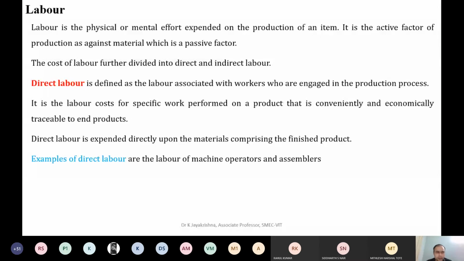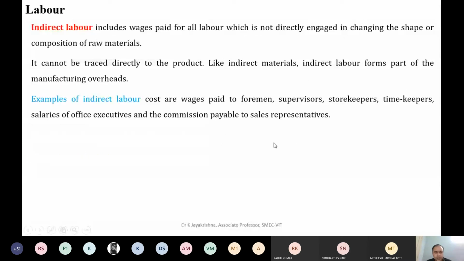So I hope you understand. In this example, the operator who is operating the machine, or the one who is assembling the products, we can consider him as direct labor. The supervisors, the storekeepers, the timekeepers, the office, the finance office people, the marketing people, they all come under indirect labor, because they are not directly involved in manufacturing the product, but still their role is very important.